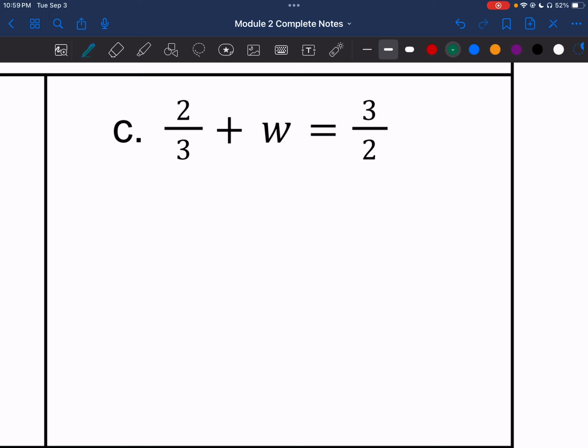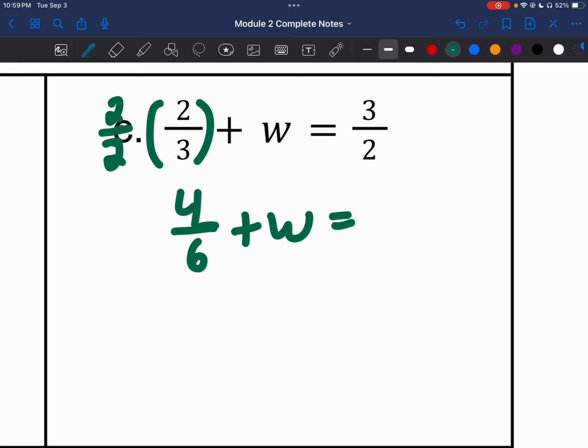So I'm going to rewrite this. We're doing maybe a little more than 1 step here. If we convert this fraction to 6, we're going to multiply by 2 over 2. That's the multiplication property of equality. We are multiplying by the same thing, right? So 2 times 2 is 4, 2 times 3 is 6. We have plus W is equal to, this one is going to be multiplied by 3 over 3. So 3 times 3 is 9 over 2 times 3 is 6.